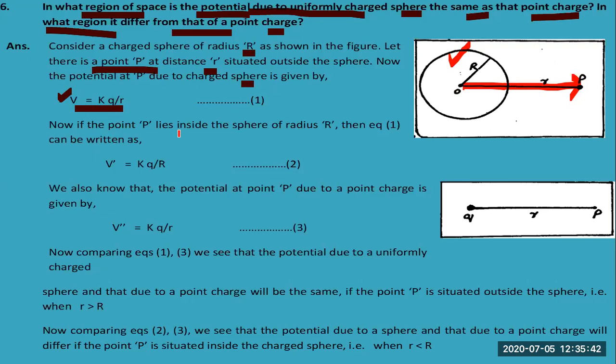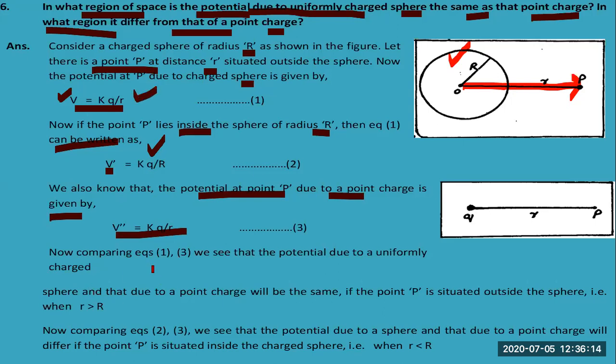If the point P lies inside the sphere of radius R, then the potential will be V' = KQ/R, since the distance of the surface is equal to the radius of the sphere. We also know that the potential at a point P due to a point charge Q is given by KQ/r.